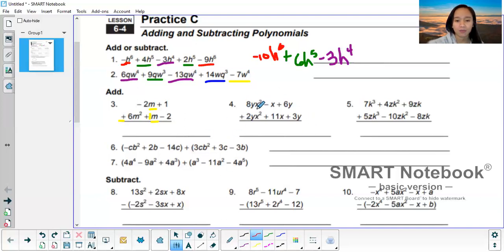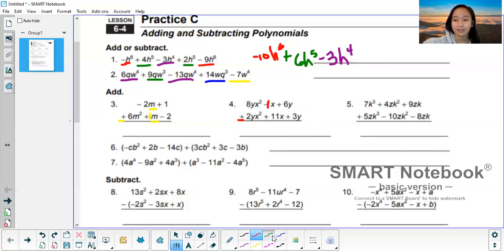Now, this part, number 4, yx squared, yx squared, you can add them right away. Take note, that's still addition. So what's 8 plus 2? You write that down, then copy yx squared. Same for the x's. Negative 1 plus 11, what's that? You write the answer. Negative 1 plus 11 is not 12. Take note. You solve for it. And then you have the y. What's 6 plus 3? So that goes for the y right here. Don't forget to write the y.